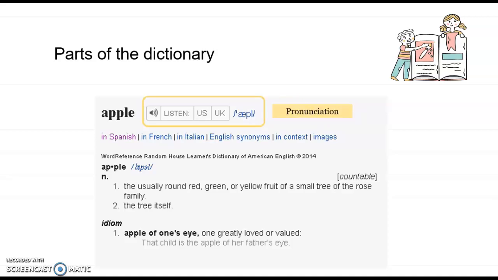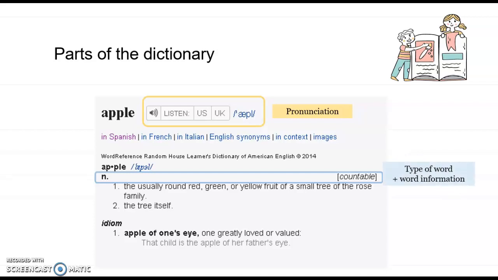Pronunciation. In online dictionaries, you can click the button to listen to different variations about the word: American, British, Australian, and other types of variations. Type of the word or word information. It gives you if the word is a noun, an adjective, an adverb, etc. If it's a noun, it gives you other information such as if it is countable, uncountable, plural, or singular, if it is an irregular form or a regular form.